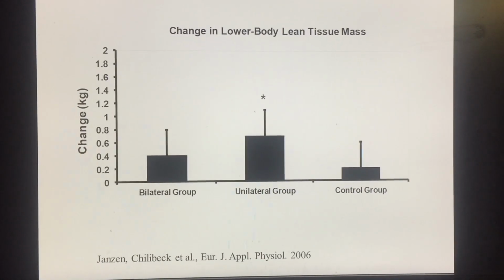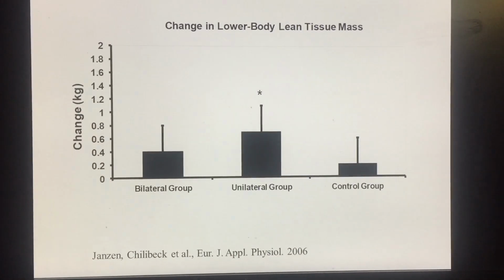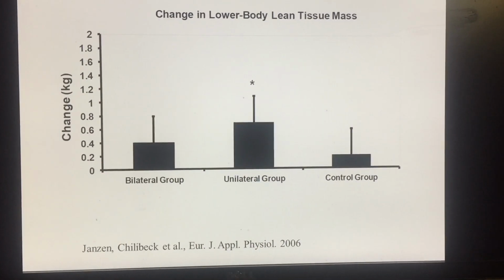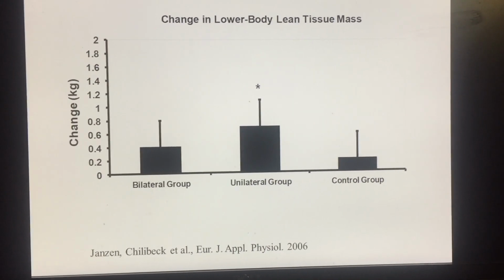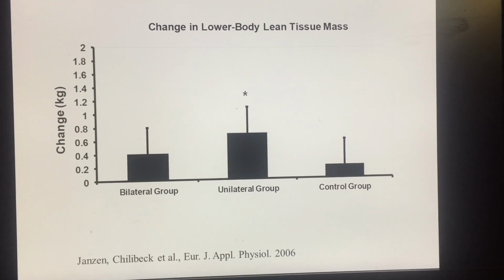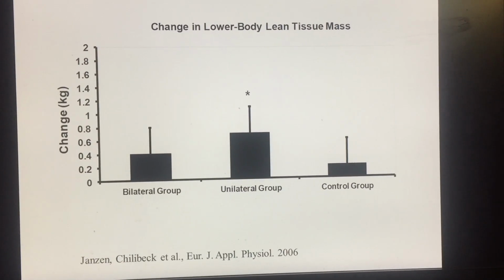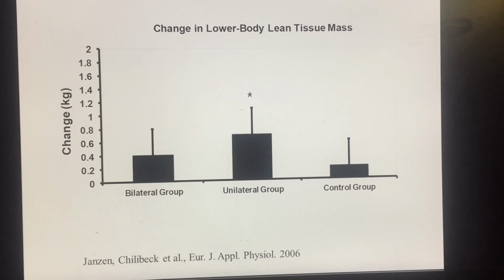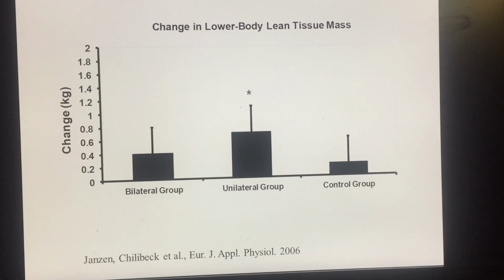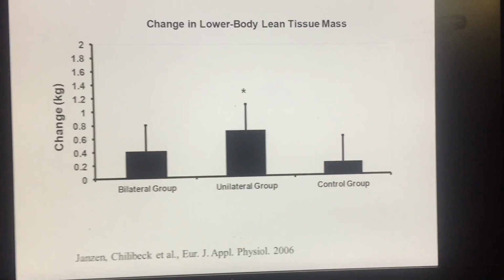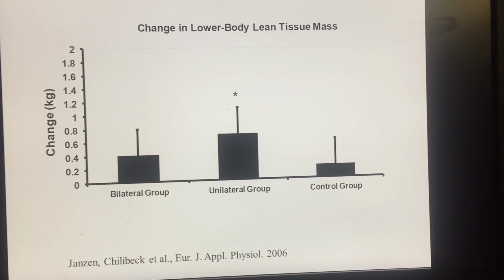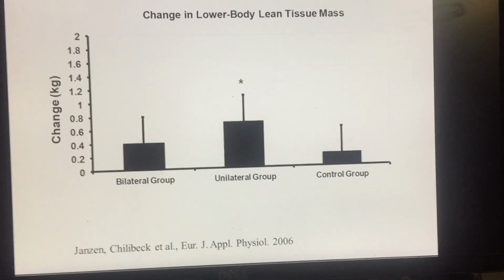So the bilateral group, if they're training bilaterally, they're going to be using a lower amount of weight for each limb, whereas the unilateral group is able to use a greater amount of weight for each limb, and that's just due to the bilateral deficit, the difference between groups and the amount that they can lift. So the unilateral group is training with a greater amount of weight, and that translates into a greater increase in muscle mass over time.